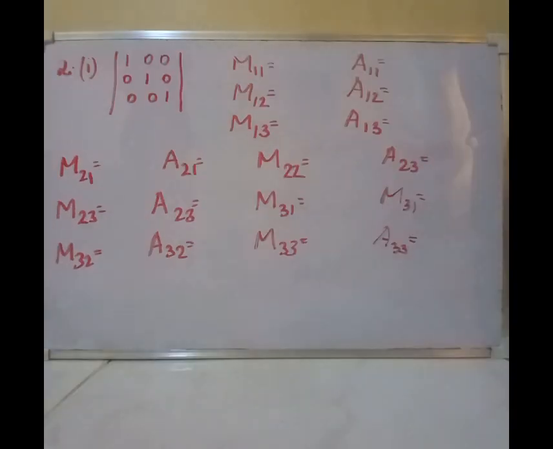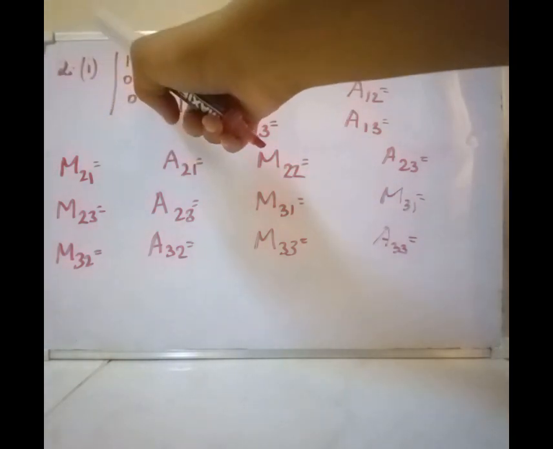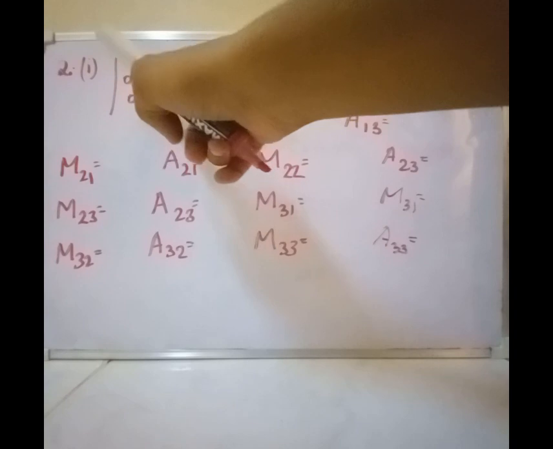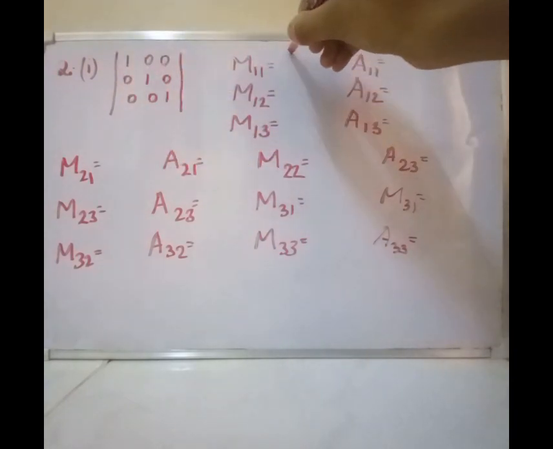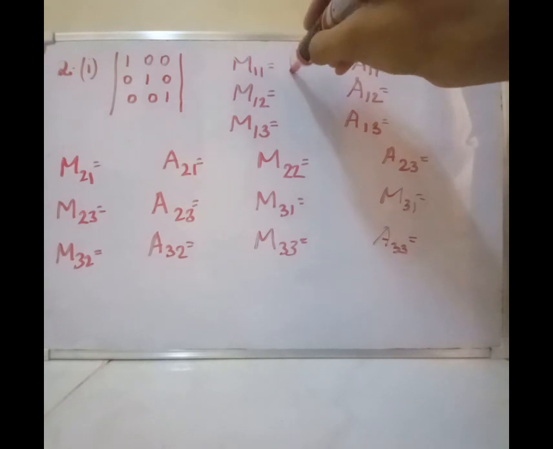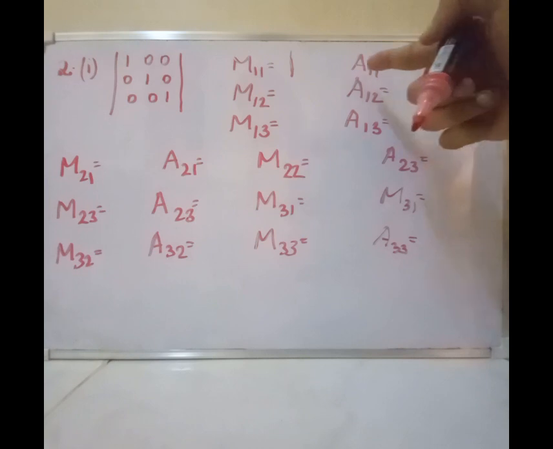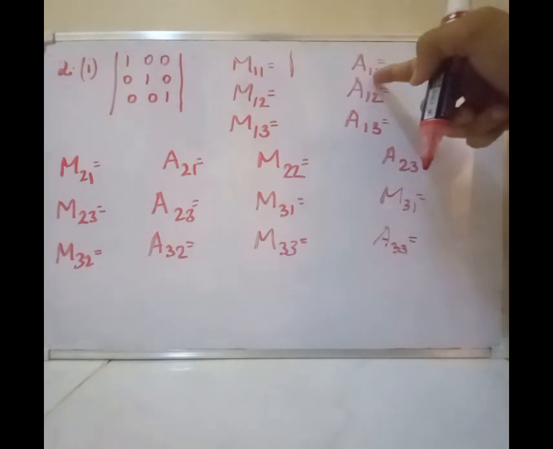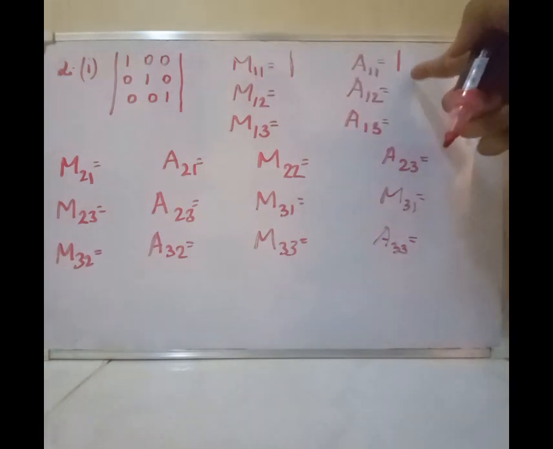Now let's go to the first sub question. So M11, cancel out the first row and first column, so the elements left out would be these 4. Take the determinant, 1 into 1 minus 0. So M11 would be 1 itself. Now what we have to do means we have to find out A11, right? So 1 plus 1, it's positive, it's even. So the answer should be the same minor and positive itself.